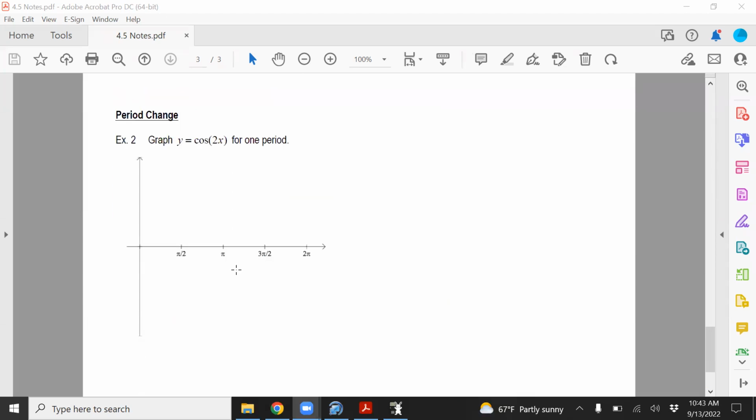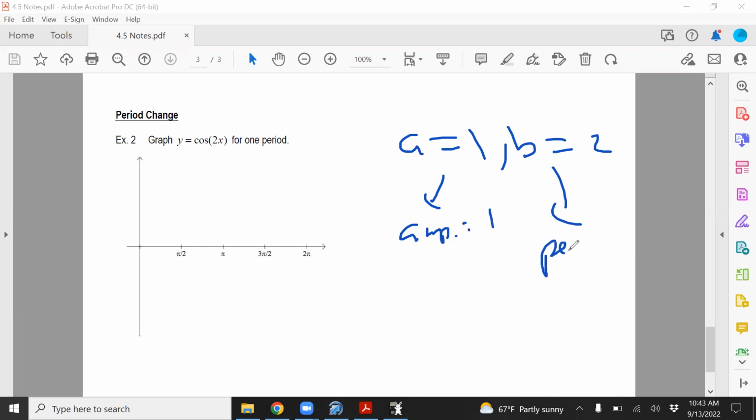Last example, cos 2x. So your a is 1, your b is 2. So the amplitude is 1. The period is pi. Because the b value is higher, the cycle gets shorter, so it happens more frequently. Here's what's going to happen. We'll just do 1 and -1. Now it's cosine. So cosine, again, 5 key points.